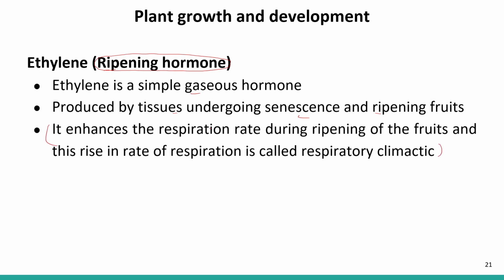Ethylene, what does it do? It increases the respiration rate during the ripening of fruits. Okay, and this rise in the rate of respiration is known as respiratory climacteric. So the rise in the rate of respiration during ripening, which is caused by ethylene, is known as respiratory climacteric.